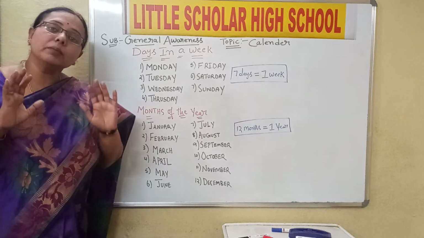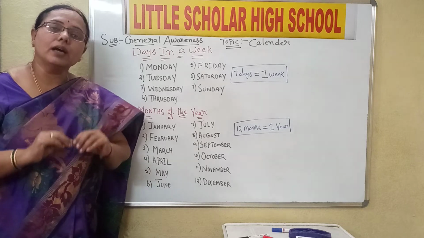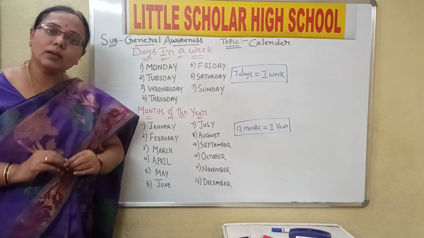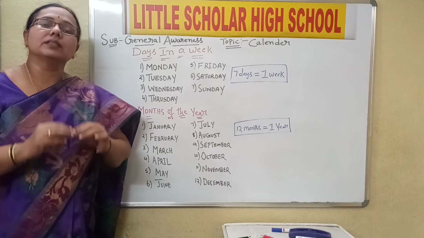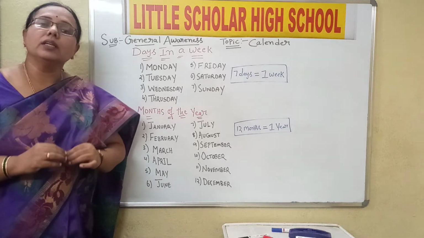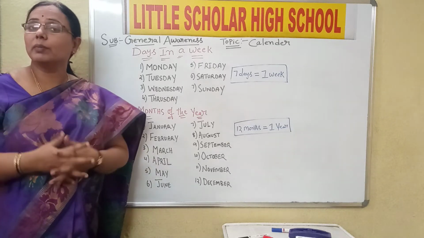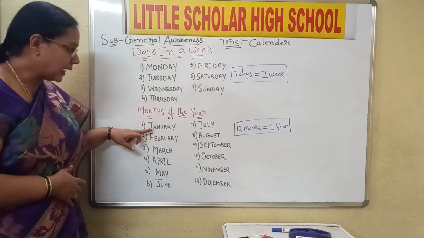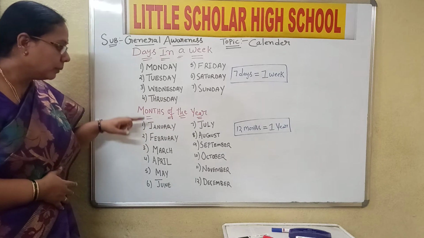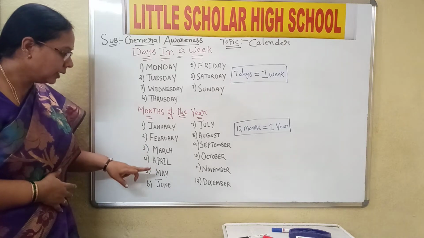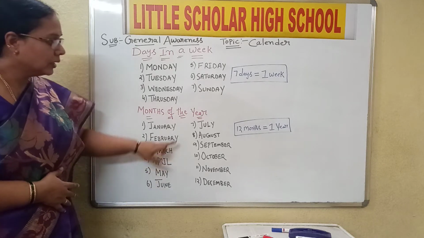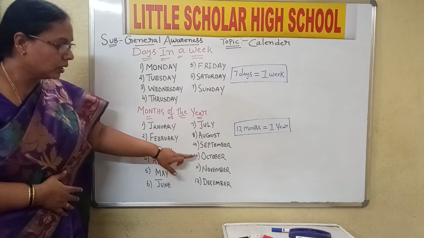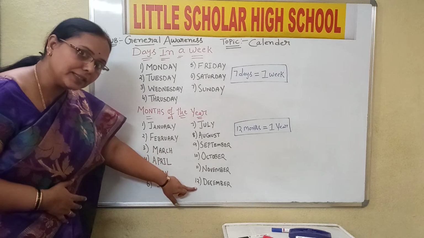Every year will have how many months, children? 12 months. There are 12 months in a year. A year will have how many months? 12 months. A year has 12 months. So let us learn the names of the months also. Yes, let us start. So months of the year: January, February, March, April, May, June, July, August, September, October, November, and December.